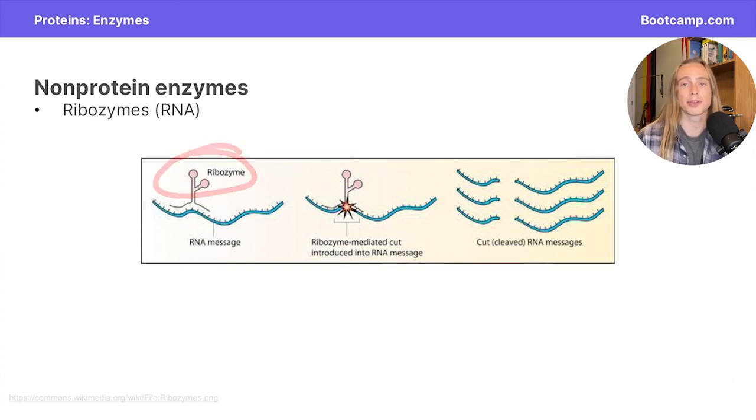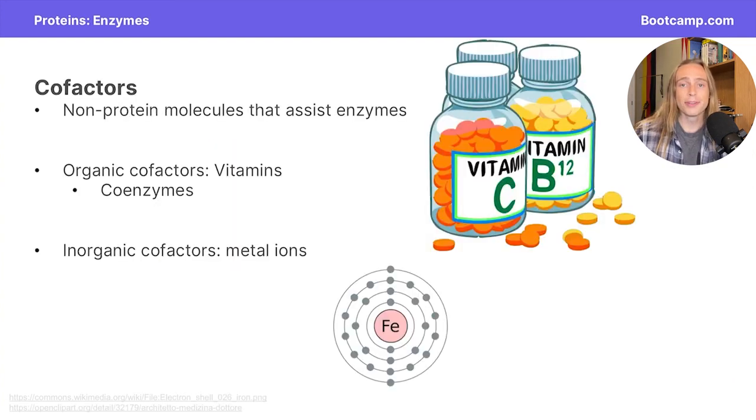This ribozyme is going to be talked about later on. In order for enzymes to function properly, they often need things known as cofactors. There are two different types of cofactors. Organic cofactors, which remember just means being made up of carbon, and then they have inorganic cofactors, which are typically metals. Organic cofactors are also known as coenzymes.